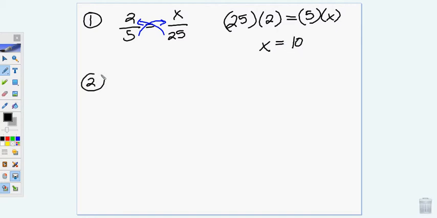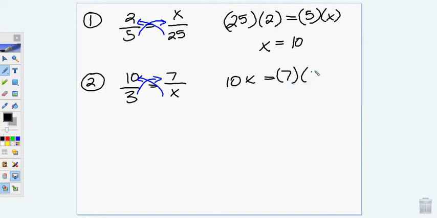Let's look at number 2. Number 2 says 10 over 3 equals 7 over x. Same type of problem, same type of methodology. 10x equals 7 times 3. Divide both sides by 10. So that does leave you with 21 over 10, or 2.1.